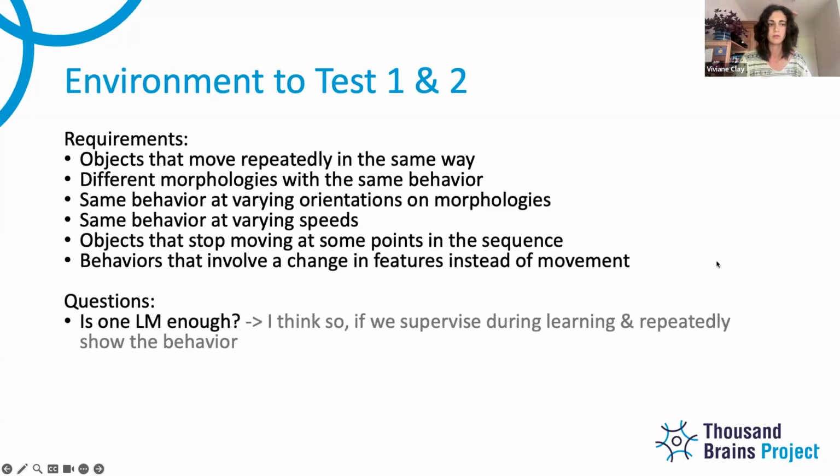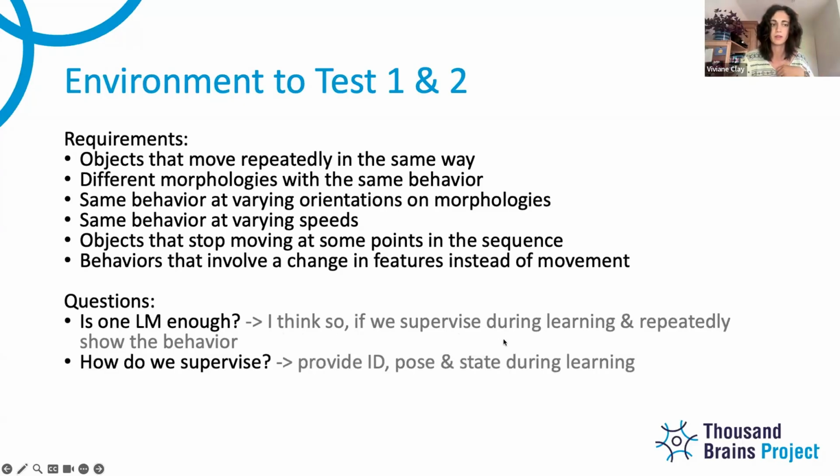Some questions would be, for the first setup to test this: is one learning module enough? My proposal would be, yes, we could start with one learning module, but probably only if we supervise the learning and tell it at each step. So how do we supervise? We would provide the object ID, pose, and state during learning. We would tell it where it is in the sequence, so that as the sequence repeats and it moves over the object, it knows where to lay down the points in the sequence.